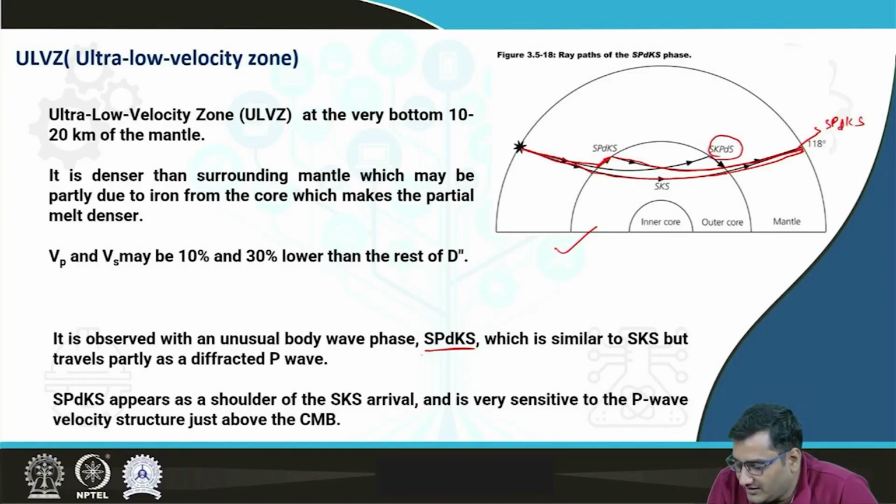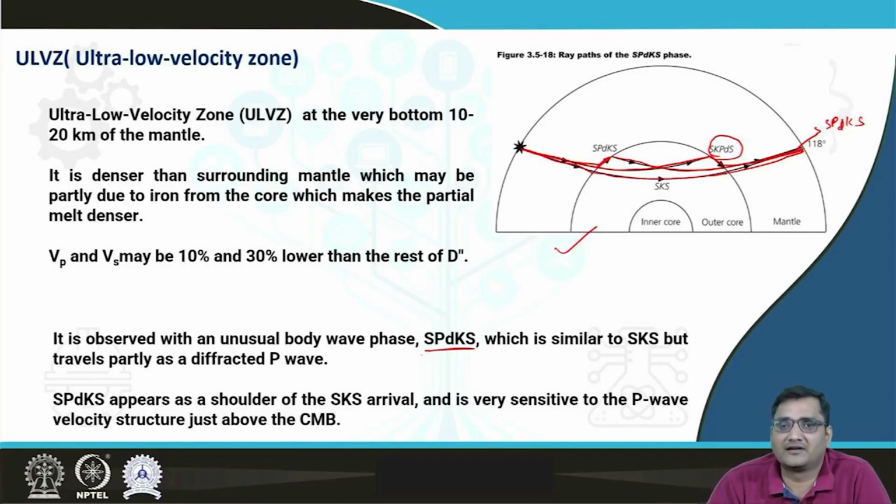So you can see the ray is going as S wave and traveling in the outer core as K, then having the diffraction as P and then coming out as S wave. That is your SKPdS phase. This SKPdS phase is observed as an unusual body wave phase, similar to SKS but basically traveling partly as a diffracted P wave.